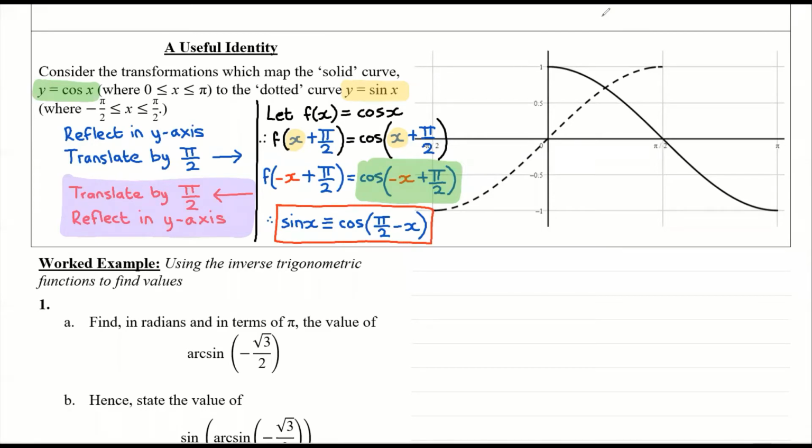Oh, and just before I forget, notice the domain here as well for this identity. So the domain is valid between negative pi over 2 for x and pi over 2. So it's not just acute angles here, okay? It's the negative acute, if that makes sense. So I hope that's all right. And yes, we're going to apply this shortly.